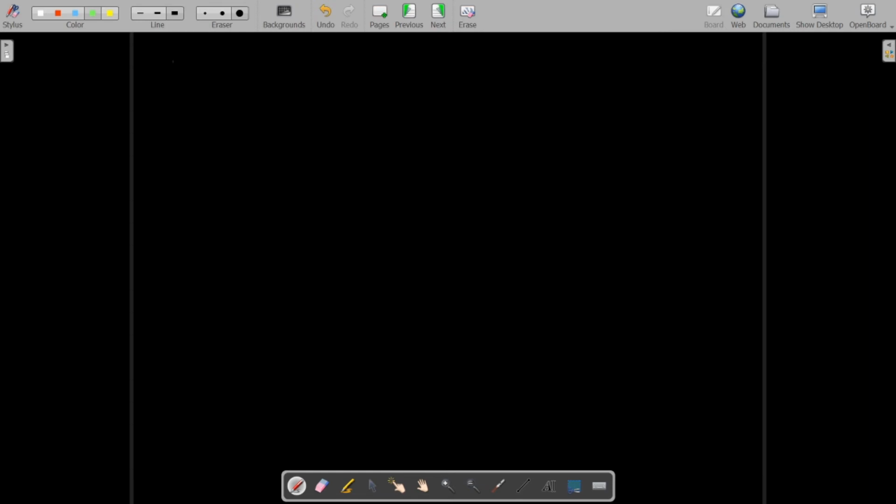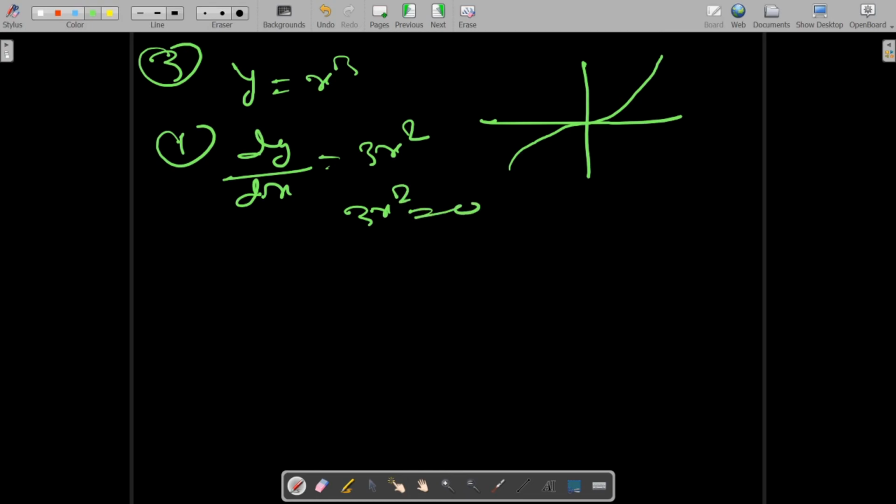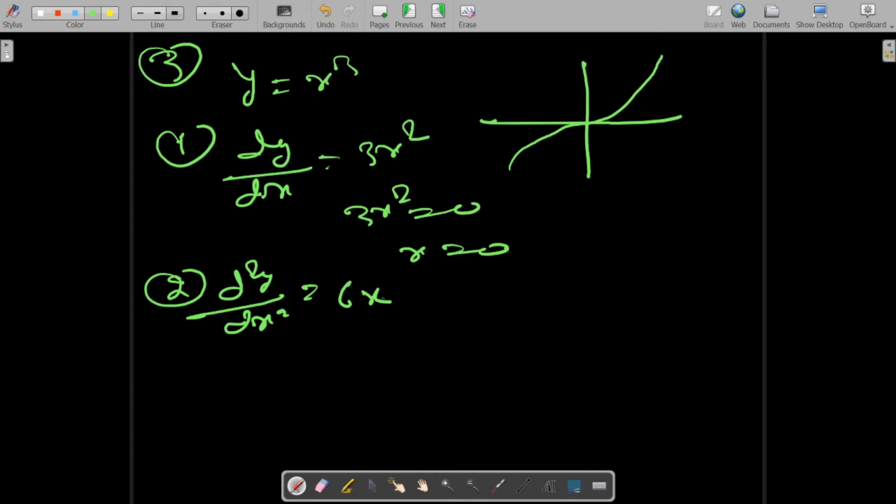Let's check for this third one, y equal to x cube. Here dy by dx is 3x square. Equate 3x square to 0, so x equal to 0. So 0 means the slope is 0. Now check whether it is an inflection point or has maxima and minima. So do the second step, d2y by dx square, which is 6x.